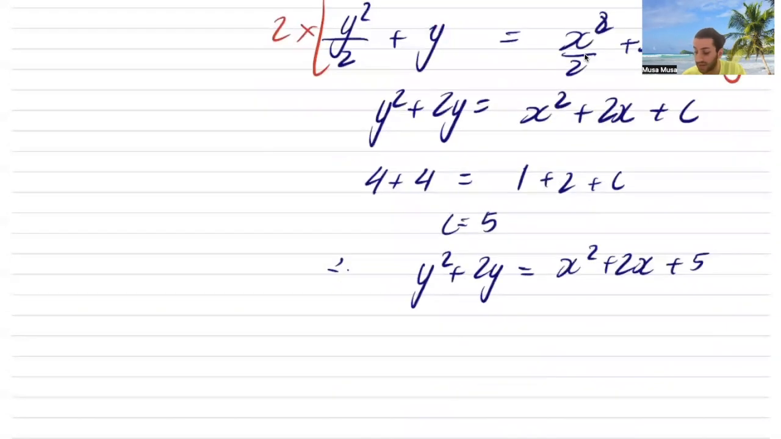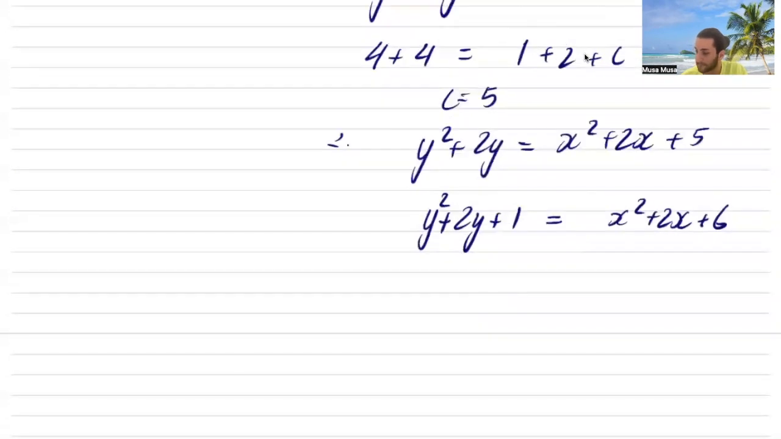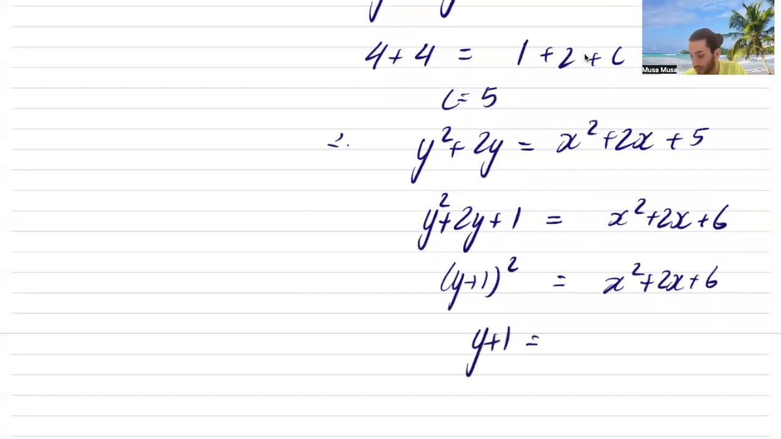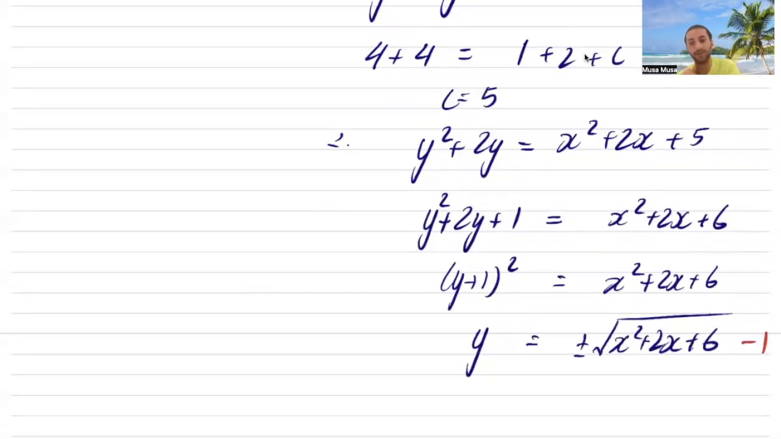That's that. If you need to get y as the subject, what you do is you complete the square on the left hand side. And this is just going to be y plus 1 all squared equals x squared plus 2x plus 6. And then you square root both sides, and you get y plus 1 equals plus or minus the square root of x squared plus 2x plus 6. And then you'll move that plus 1 to the other side and make it a minus 1. Nice. There you go. So that's separable equations.